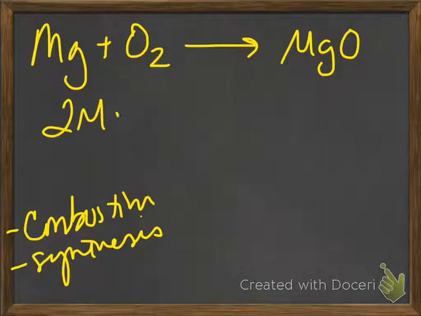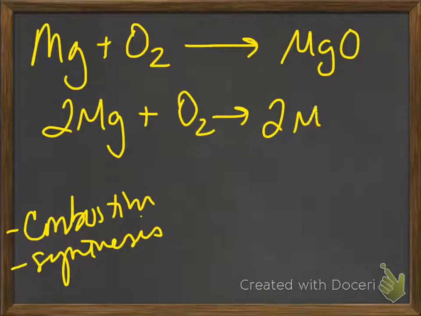So this is MgO. We get 2 Mg plus an O2 yields 2 magnesium oxides. So 2 moles of magnesium, 1 mole of oxygen gas, and this would be a gas, of course, yields 2 moles of magnesium oxide. Okay, questions on that one?